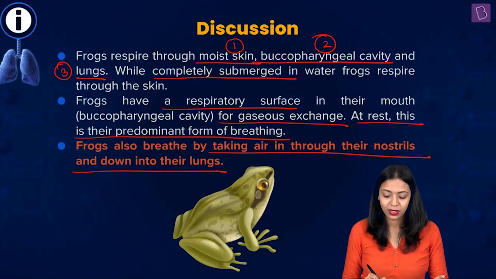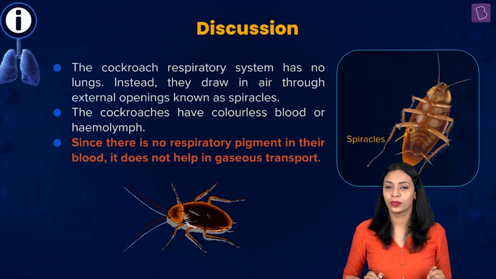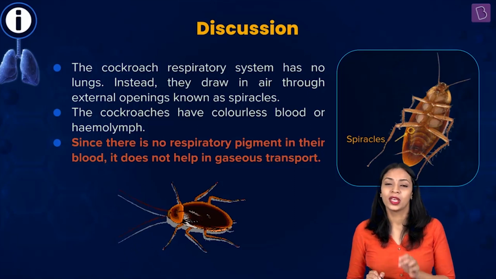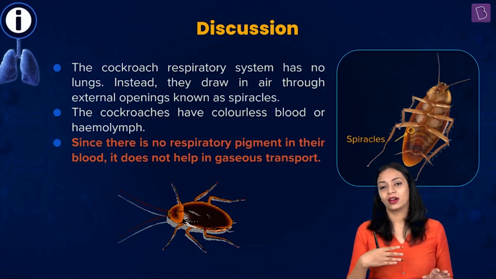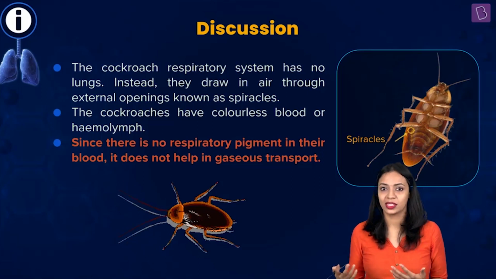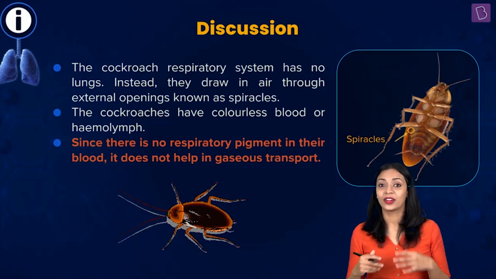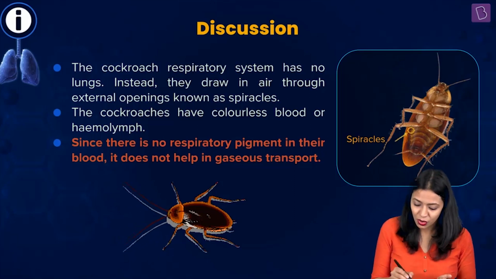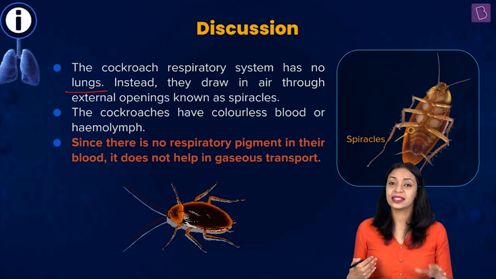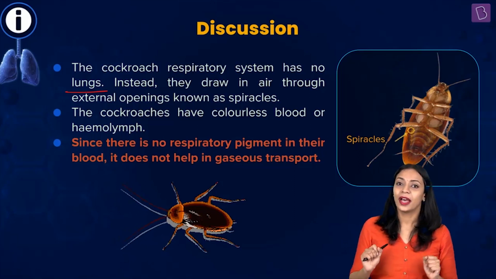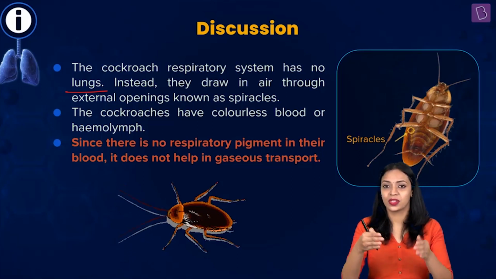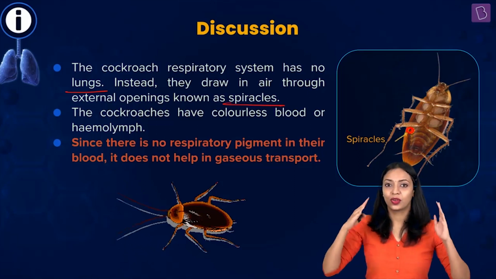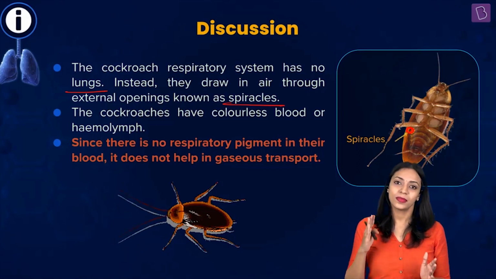Now let's talk about cockroach and the blood of cockroach. Cockroach is an insect that belongs to the phylum Arthropoda. They are primitive when you compare them with advanced organisms like us humans. So they do not have respiratory organs like lungs, okay? The cockroach respiratory system does not have any lungs like we do. Instead, how they take in air is by having small openings present on their lateral sides that are known as spiracles. Here you can see a small opening present on the lateral side of the cockroach.